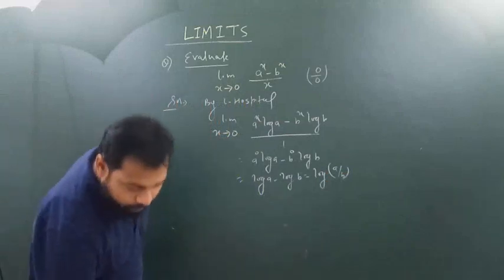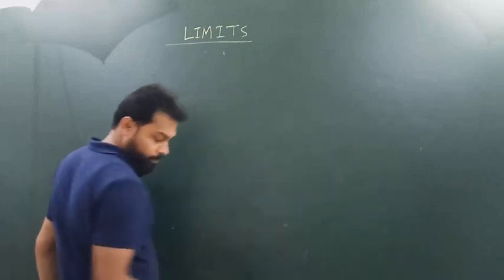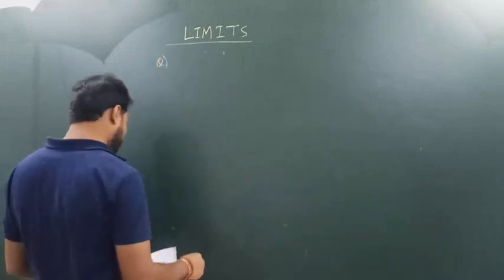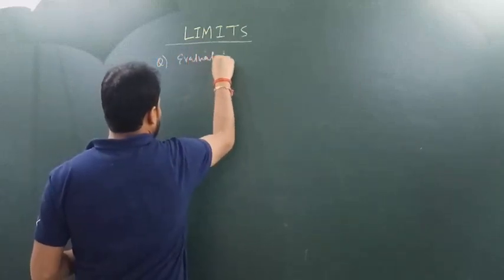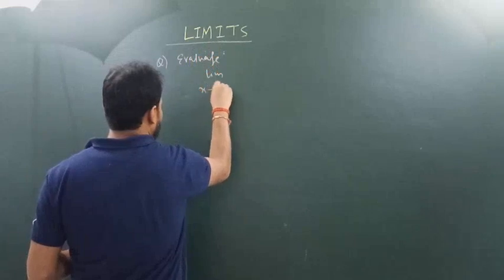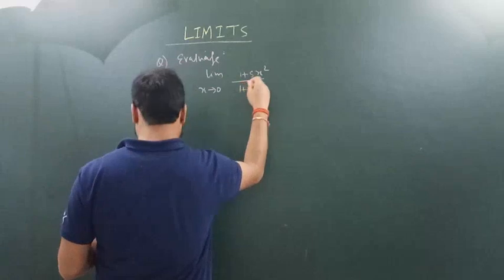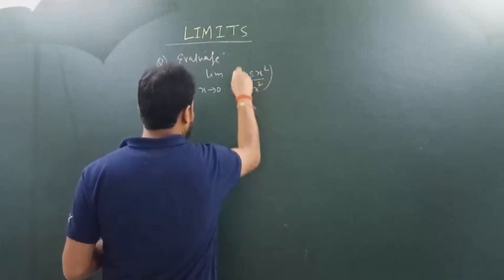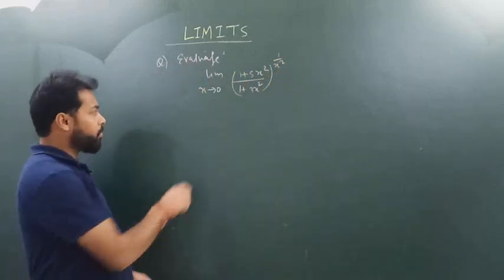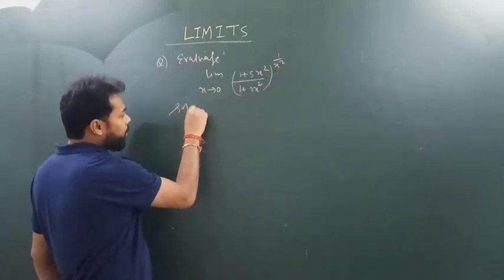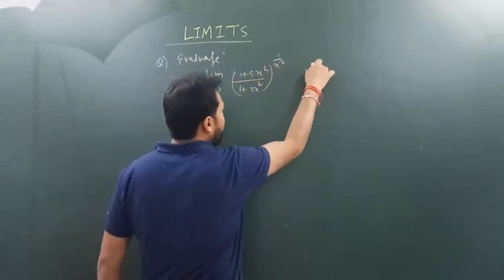Okay. Next question. Evaluate limit x tends to 0, ((1 + 5x²)/(1 + 3x²)) power 1/x². Now if you put x equal to 0 in this function, we are getting 1 by 1, 1 power infinity. So this is 1 power infinity form.